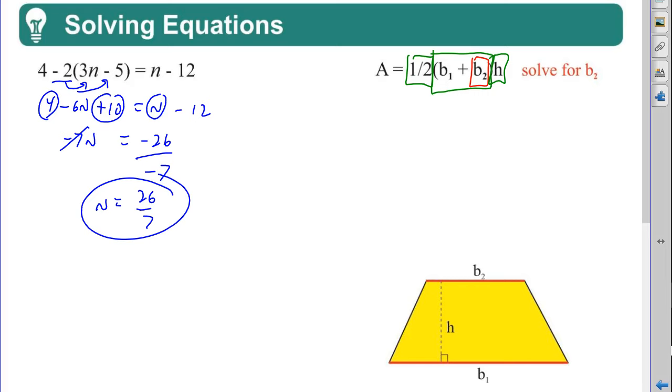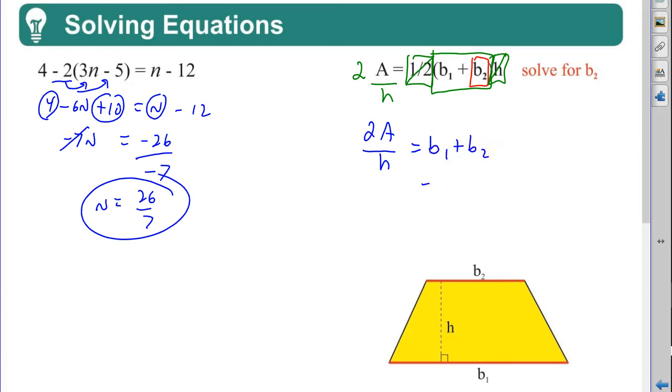Look, the H is in the top on the right. It goes on the bottom on the left. That's simple, right? Because I'm technically dividing both sides by H. And what about the half? Well, what if I multiply both sides by 2? That will get rid of the half. So look where I'm at right now. 2A over H equals B sub 1 plus B sub 2.